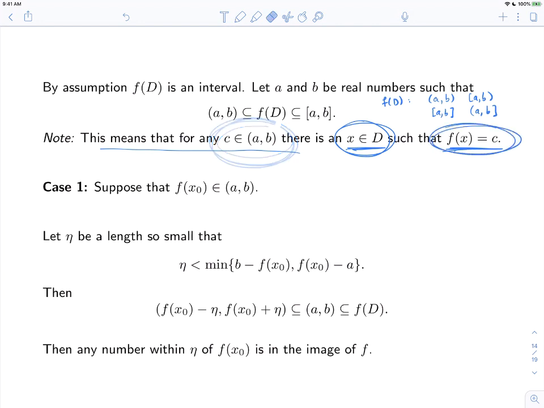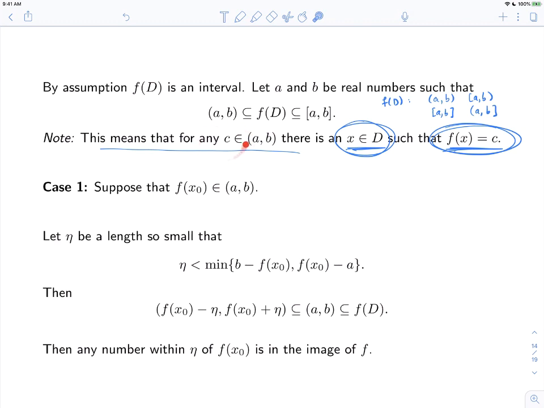This interval AB is in the domain. It might be equal to the domain. Or, excuse me, it's in the image. This interval AB is necessarily in the image. The image might include A and B as well, we don't know. But we know that this open interval from A to B is necessarily in the image.